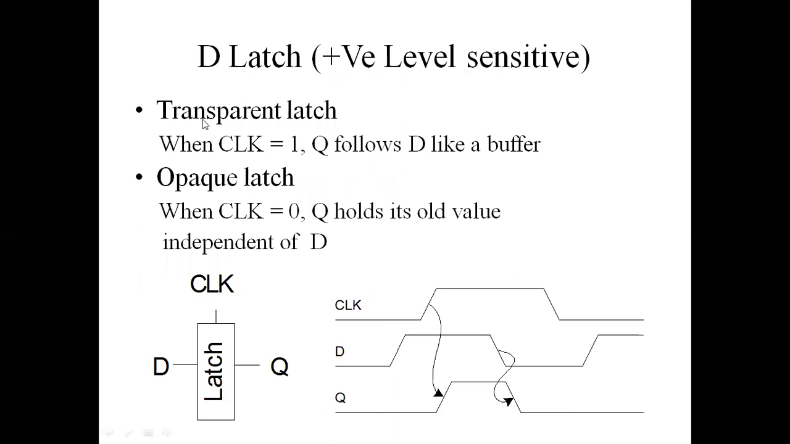Generally this latch is called transparent when the clock signal equals 1, and it acts as opaque when the clock equals 0. Means when clock equals 1, Q is following whatever the D is, as it is, acting as a buffer. In opaque, when clock equals 0, the Q is holding its old value independent of whatever the value of D. So D is the input here, output is Q.